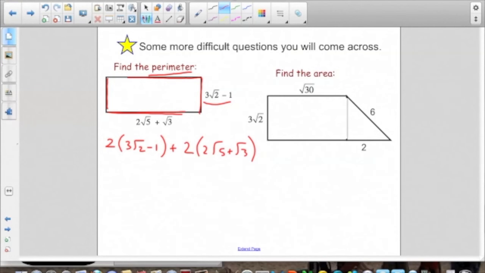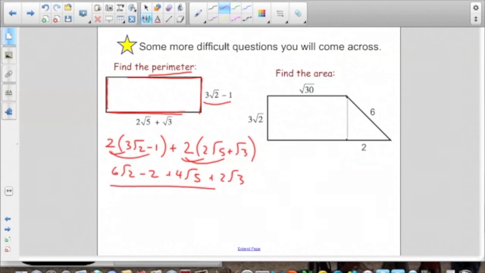Okay? So now let's just distribute. So it's 6 root 2 minus 2 root 5, 4 root 5, 2 root 3. And now we're trying to look for like radicals. Well, there are no like radicals. So that is the answer. Okay, so they seem kind of hard, but they're not that hard.